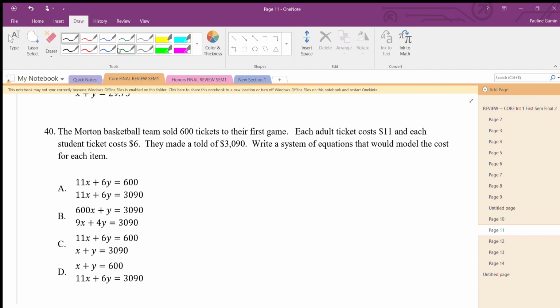So what I'm going to be looking for here is adult tickets costing $11. That means 11 with a variable. Student tickets costing $6, 6 with a variable. And when I add them together, I should have a total of $3,090. The only equation where I see that happening is in letter D. As you can see, there are 11 adult tickets, or $11 per adult ticket, $6 per student, and it has a total of $3,090.